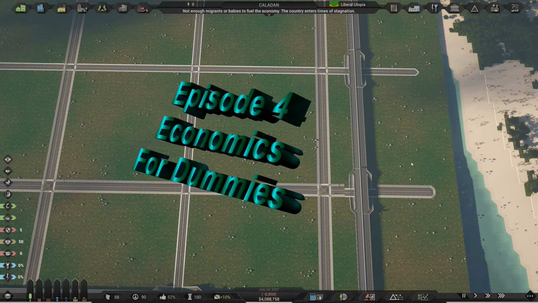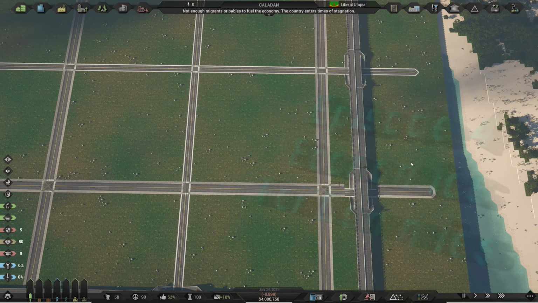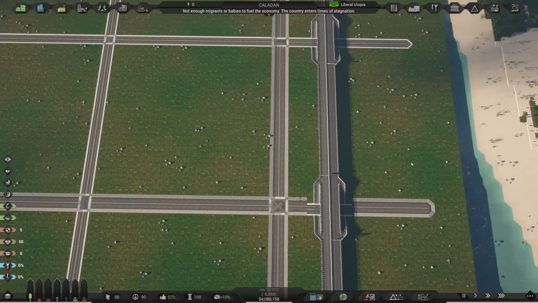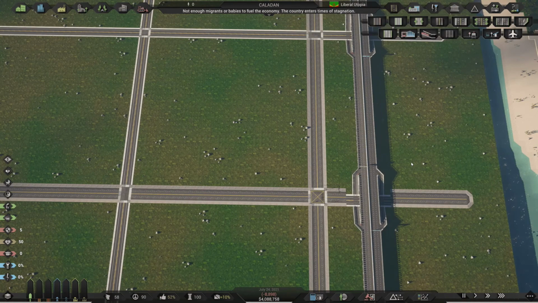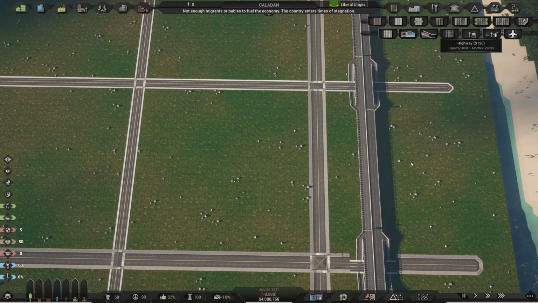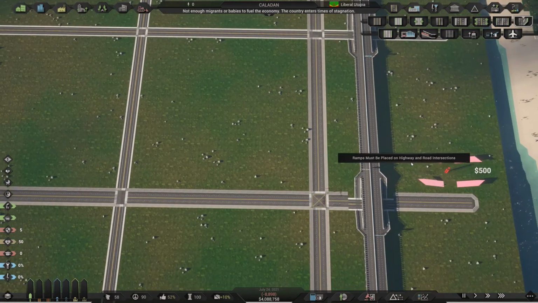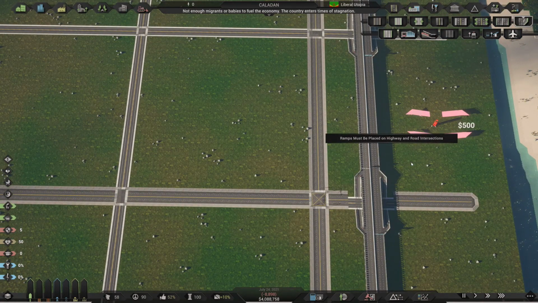Now, before I get into the exciting discussion about economics in CityState 2, what I want to do is talk about highways first. So I set up a little demonstration here, and as you can see, I have a tale of two intersections. Now, let's get into the road tool. Okay, that's the highway there, and that's the access road, or intersection. So now, what you can see is that ramps must be placed on highway and road intersections.